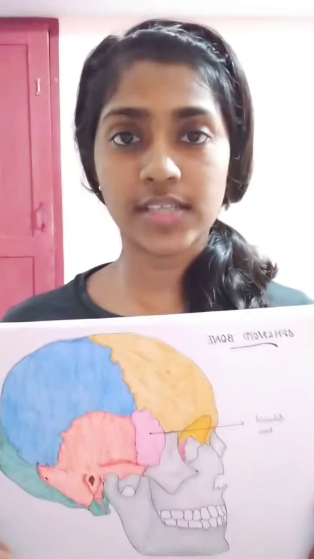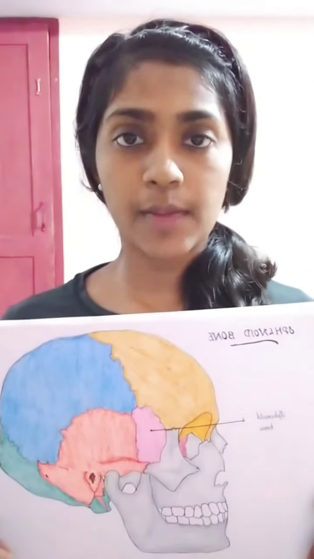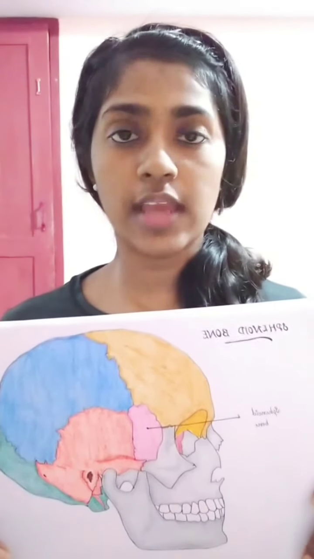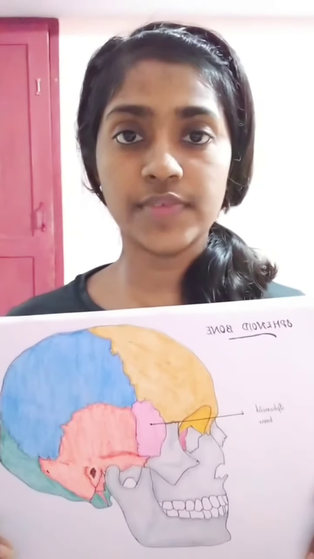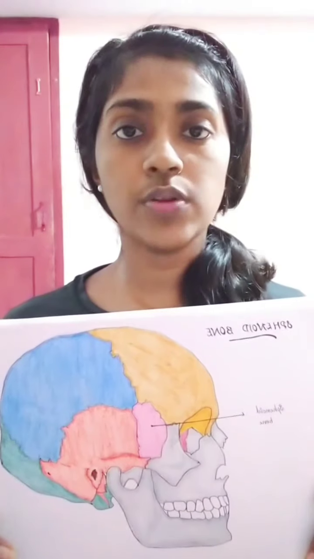Sphenoid bone. Location. The sphenoid bone is an unpaired bone. It sits anteriorly in the cranium and contributes to the middle cranial fossa, the lateral wall of the skull, and the floor and sides of both orbits.